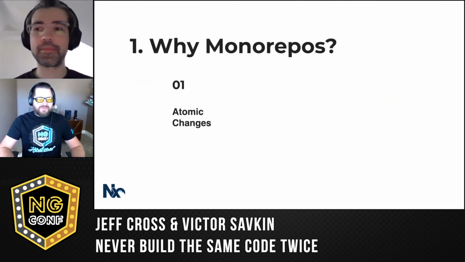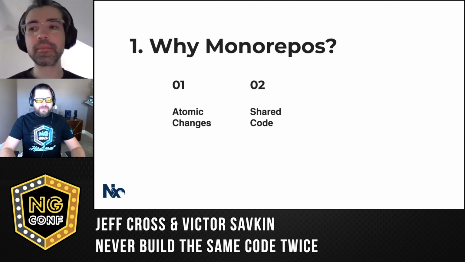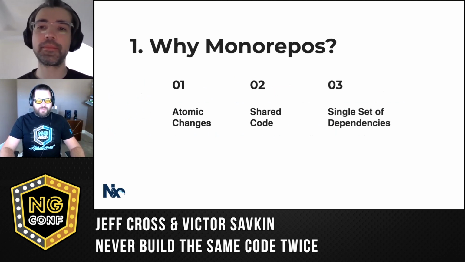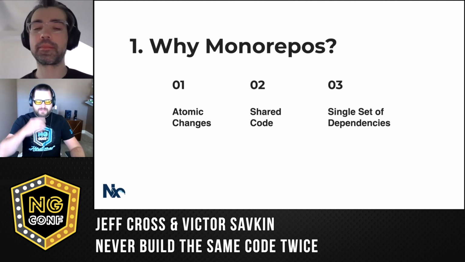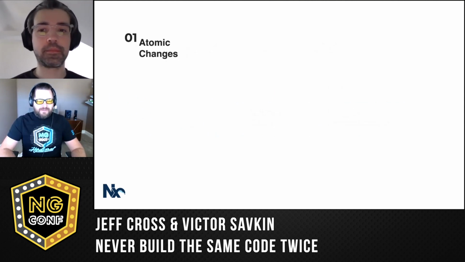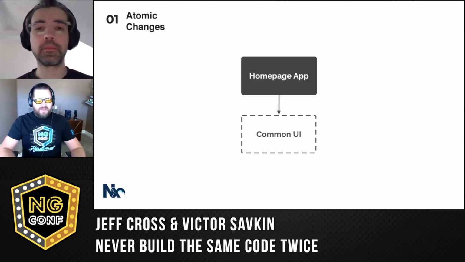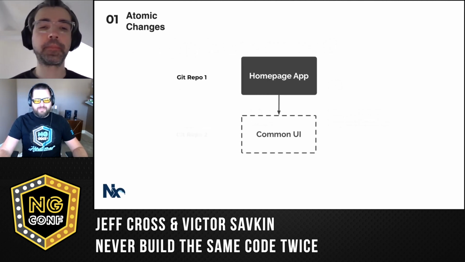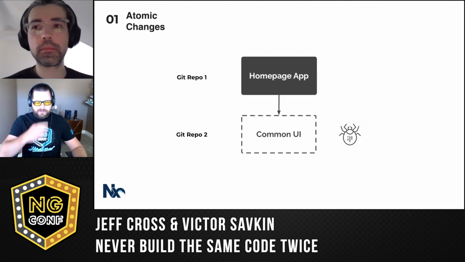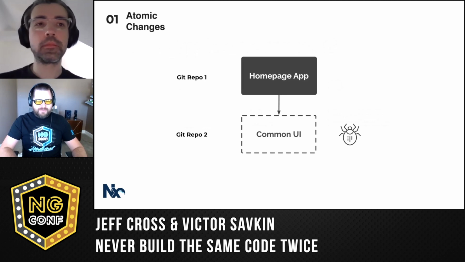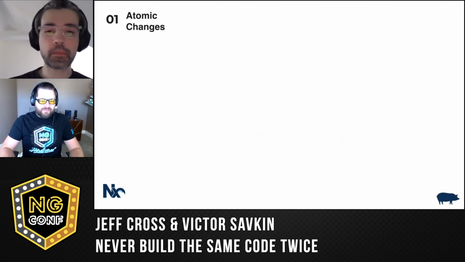So monorepos, what's the point of monorepos? Well, there are 3 things that I'll show why monorepos are great. One is having atomic changes and flat history. And if we look at an example here of an app where we have a homepage app, and it depends on a common UI library, and these are both split into 2 Git repositories. And then we spot a bug in the common UI repository.